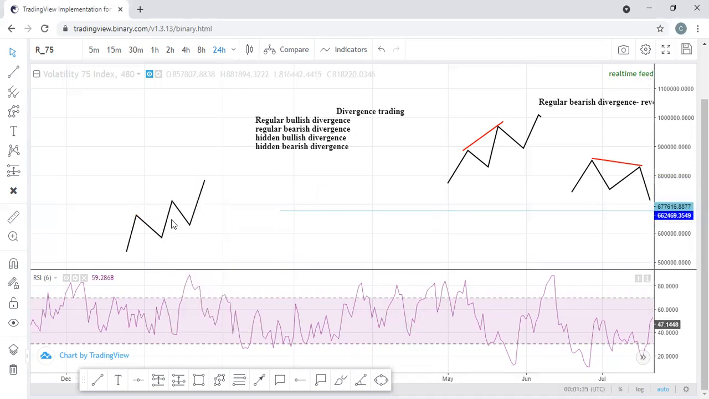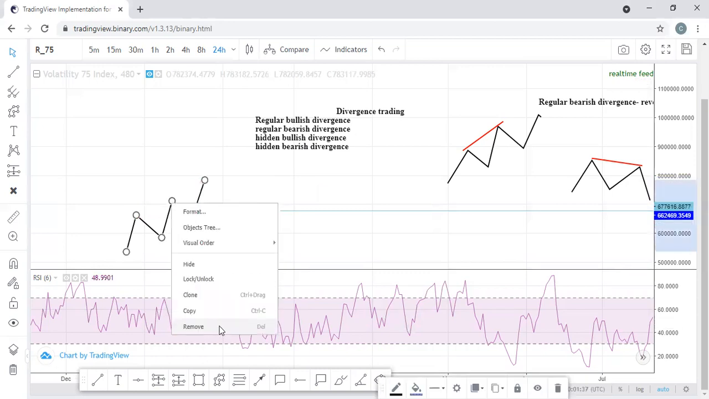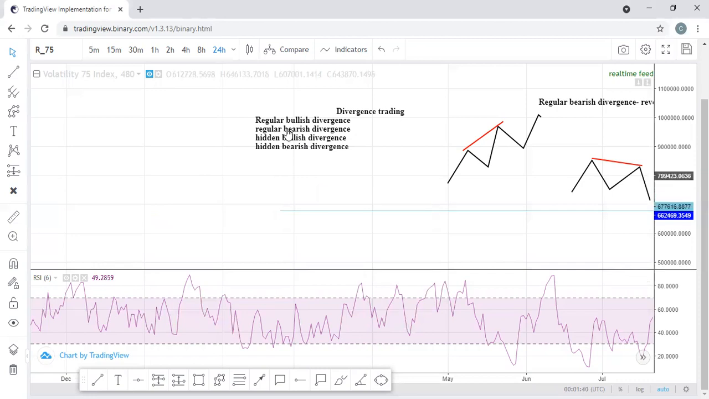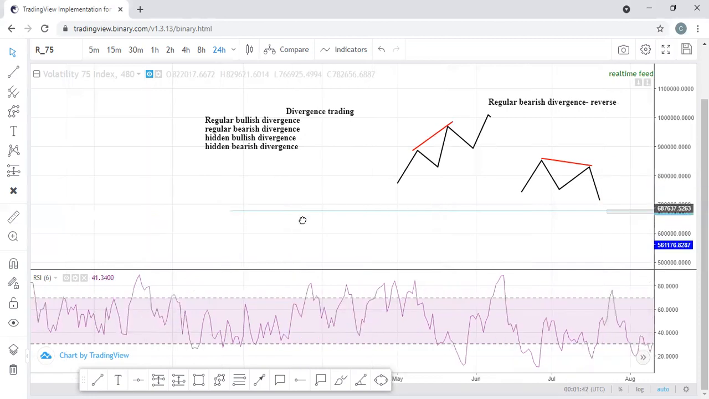So let us go into details. Let me start with the regular bearish divergence. So what does it look like?